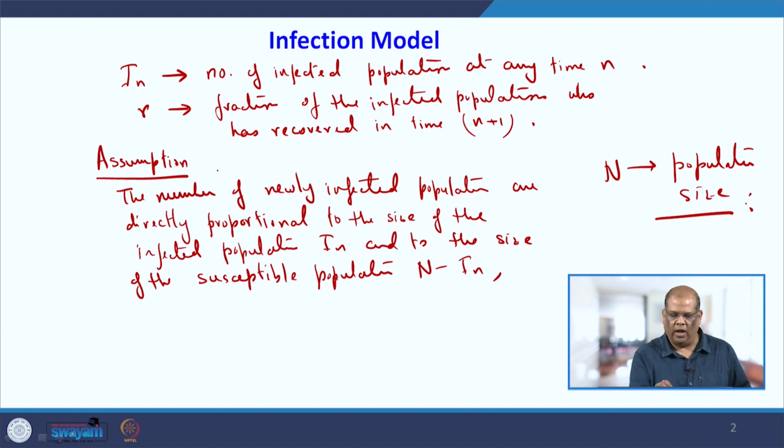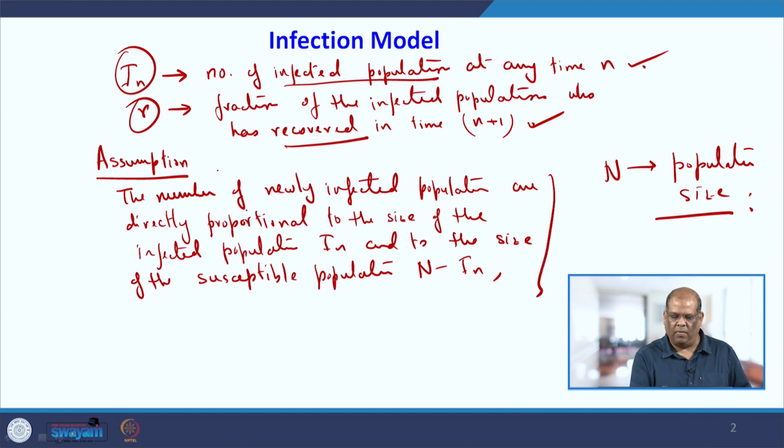So, we have an infected population which we denote by I_n at any time n. R is the fraction of the infected population who has recovered in time n plus 1, and the assumption is that the number of newly infected population is directly proportional to I_n, that is the infected population, and to the size of the susceptible population, that is the population who are vulnerable to catch the disease, which is N minus I_n, where N is the population size.